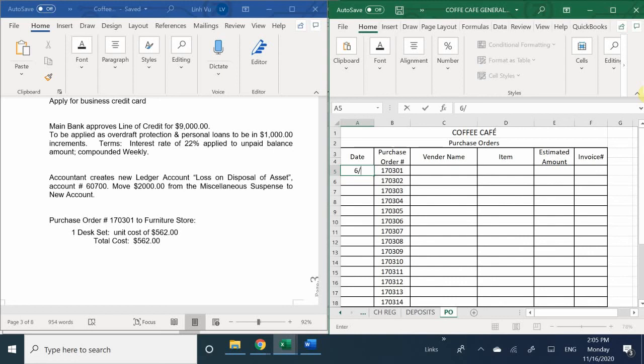So 6/6. All right, I placed an order. Who did I place an order to? It just says to Furniture Store. Okay, so Furniture Store. And what did I buy? One desk set. So I'm just going to write a desk set. Okay, so when it arrives, we should receive a bill and an invoice number on that bill.